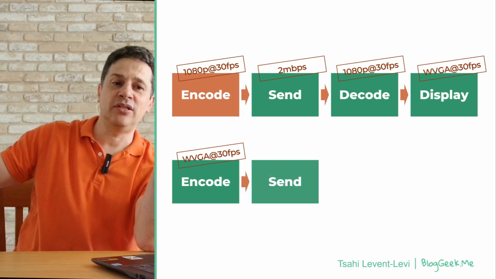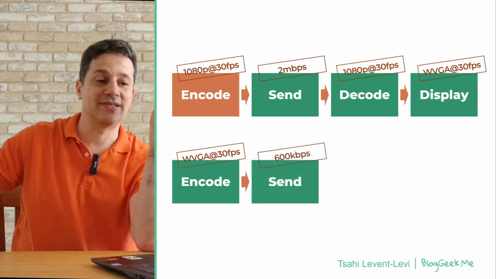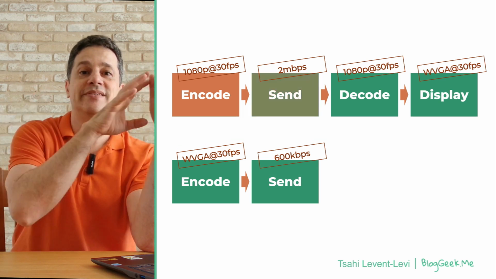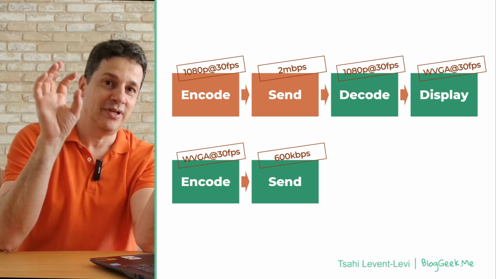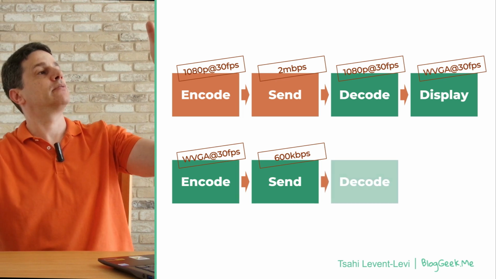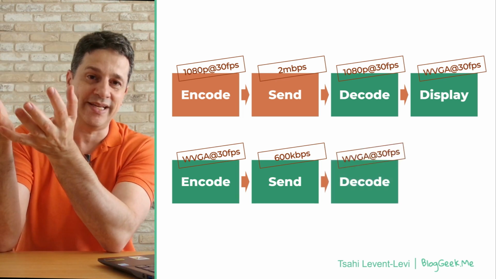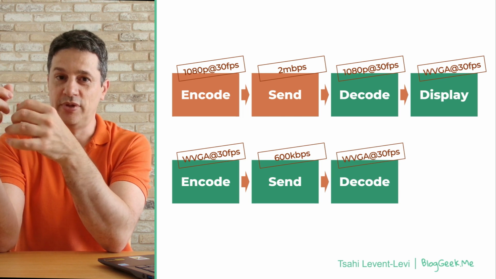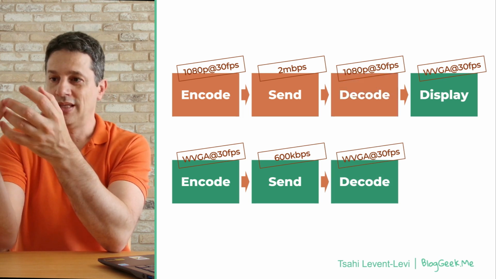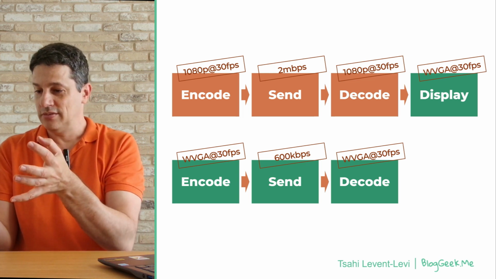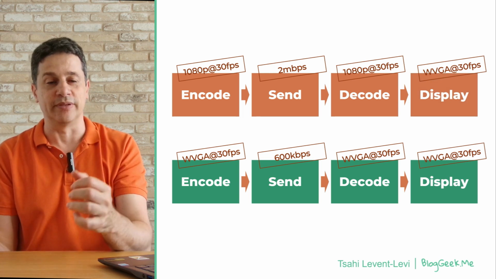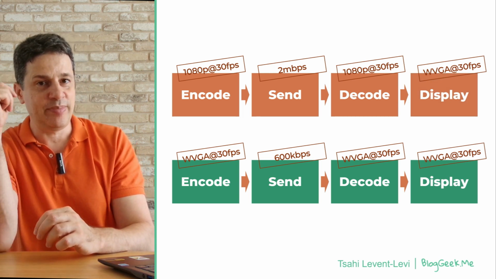So now I send over the network only 600 kilobits per second instead of 2 or 3 megabits per second, which is a huge saving both in the encoder and in sending. The receiver now receives only 600 kilobits per second instead of 2 or 3 megabits. So he decodes that, which takes less CPU and less memory to do so. Now that it's decoded, he needs to display that, and he doesn't need to scale up or down because it's the right size already. So look what happened here.